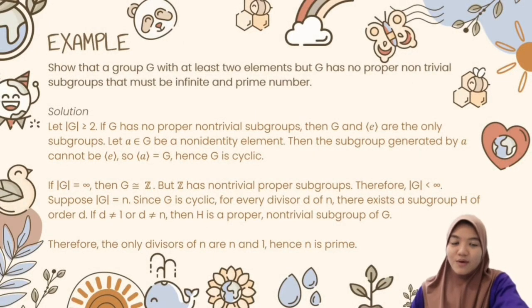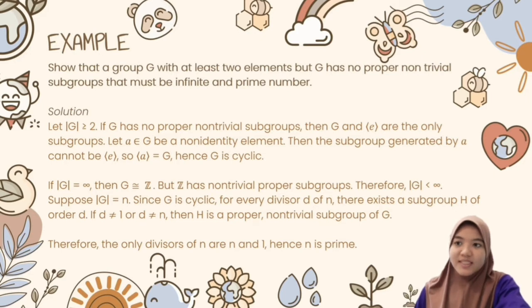Alright, so now I will show the example for the previous theorem. The example is: show that a group G with at least 2 elements, but G has no proper non-trivial subgroups, must be finite and of prime order. So the solution is, first we let the order of G be greater than or equal to 2. If G has no proper non-trivial subgroups, then G and the subgroup of the identity element are the only subgroups.